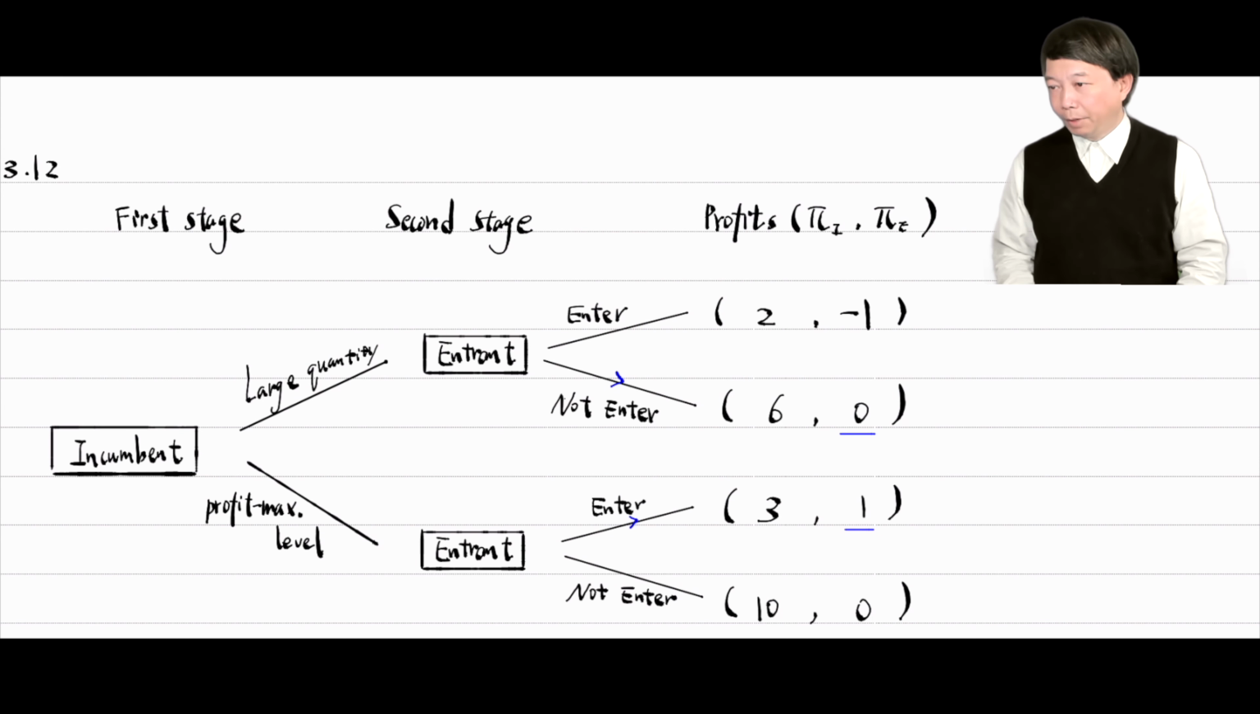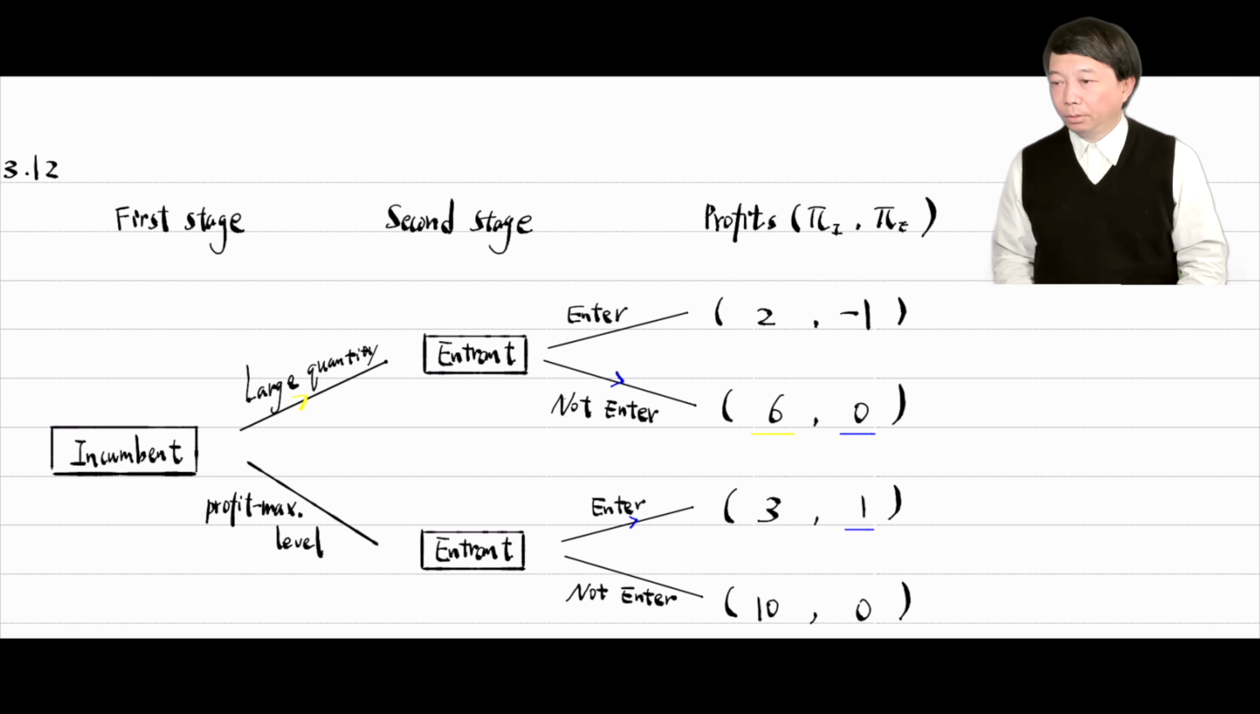Next, we figure out the incumbent's decision in the first stage, given its rival's responses. If the incumbent produces a large quantity, it knows its rival will not enter the market, and it will earn 6. If the incumbent produces the profit maximizing level, it knows its rival will enter the market, and it will earn 3. The incumbent is better off making a large quantity. We underline its profit 6 and add an arrow on the path.